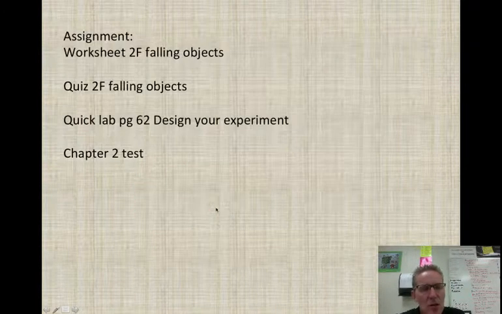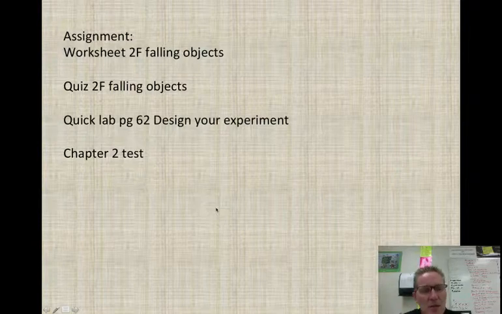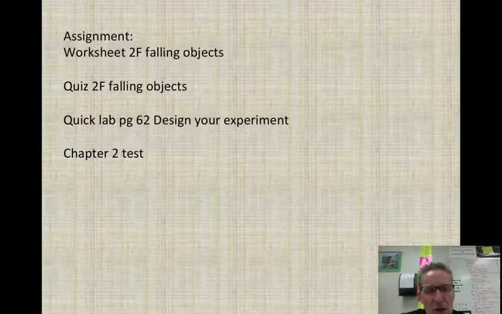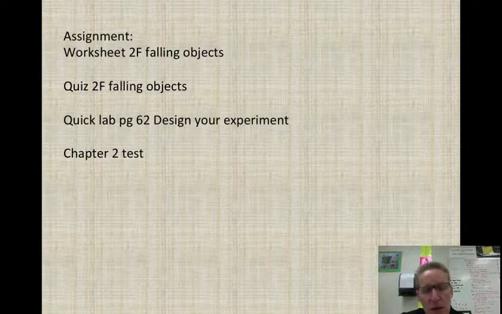All right. So assignment for this section, and this is actually the last section of the chapter, so that's good news. We're going to do the worksheet 2F falling objects, and then you will have a quiz over 2F falling objects, and then you'll be doing the quick lab on page 62. I'm going to have you design your own experiment, and pretty much you're going to follow that, but you're going to pick your own groups to compare. You need to come talk to me, and I will give you the things that I need you to turn in for that assignment.